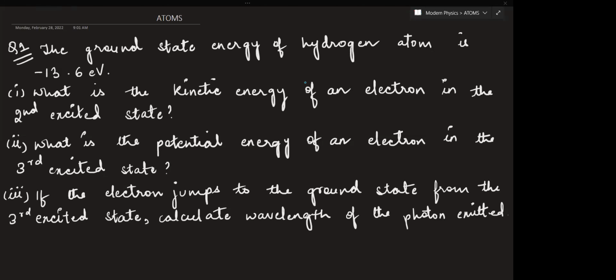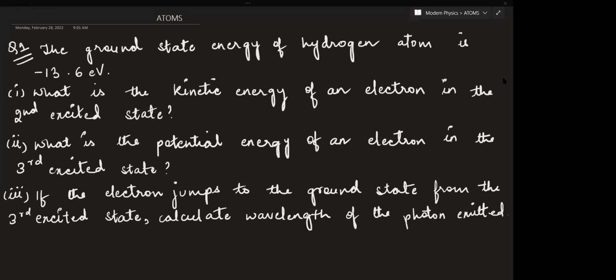Yes, ma'am. All right. It says the ground state energy of hydrogen atom is minus 13.6 electron volt. Even if it was not mentioned, you all must be remembering this value. So the first part asks us, what is the kinetic energy of an electron in the second excited state? What is meant by second excited state? What is the value of n? 3, because the first excited state is at n equal to 2.